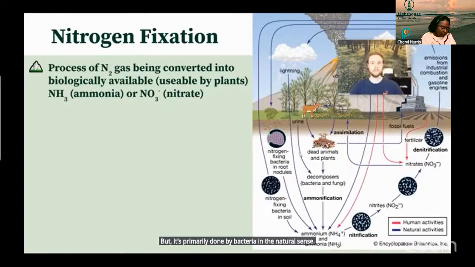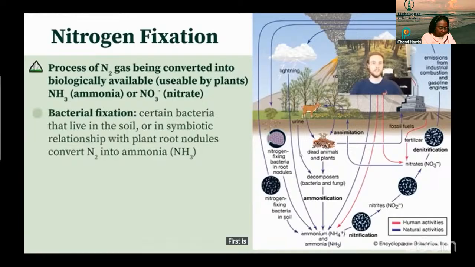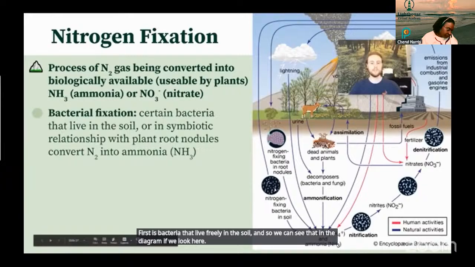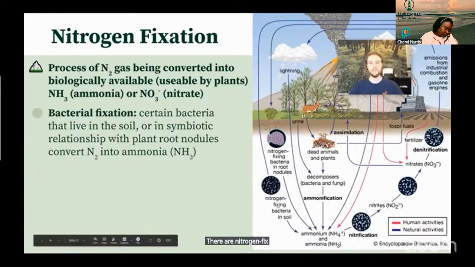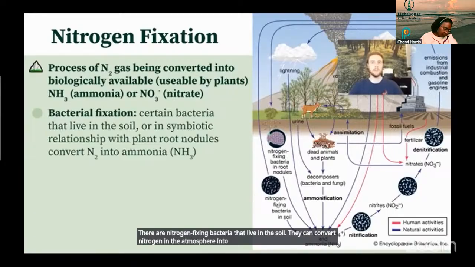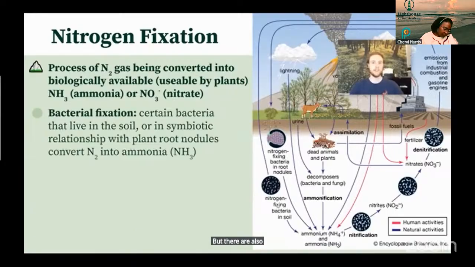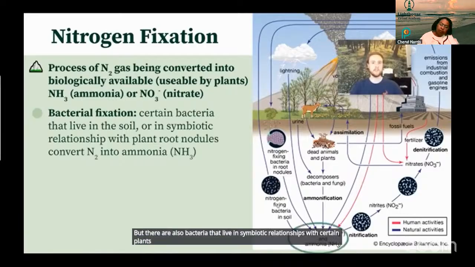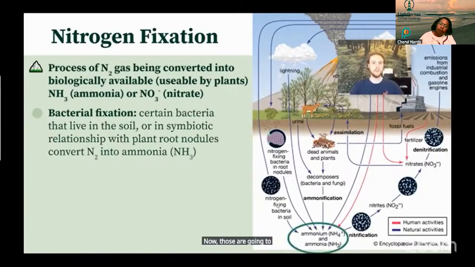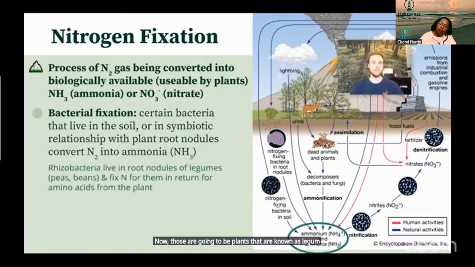So we'll talk about two different types of bacteria that can do that now. First is bacteria that live freely in the soil, and we can see that in the diagram if we look here. There are nitrogen-fixing bacteria that live in the soil. They can convert nitrogen in the atmosphere into ammonium, but there are also bacteria that live in symbiotic relationships with certain plants. Those are plants known as legumes, species like peas and beans.